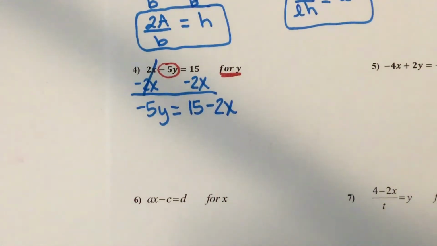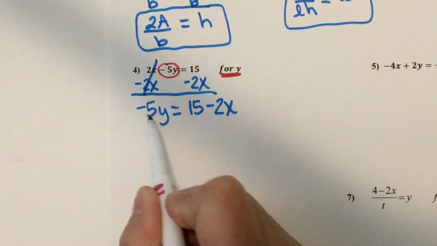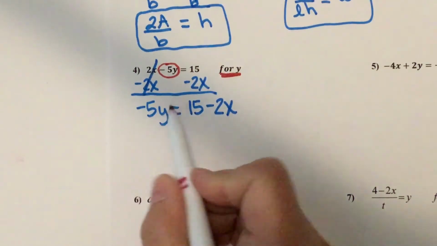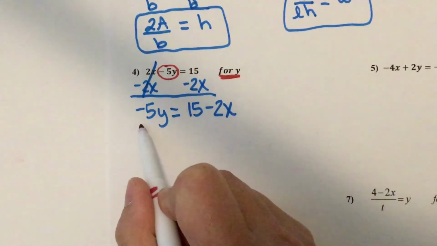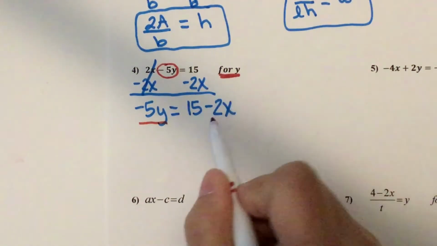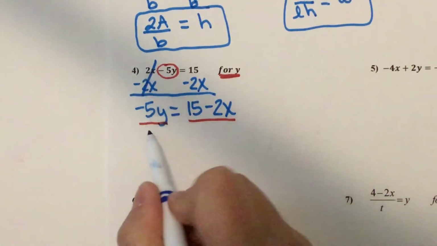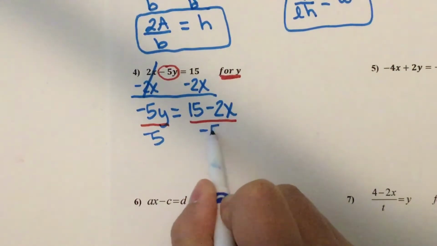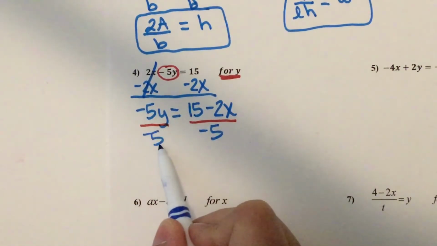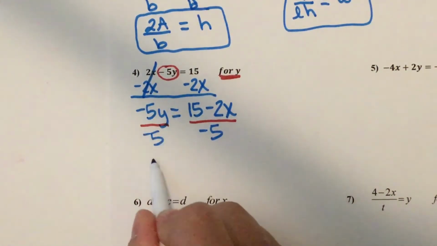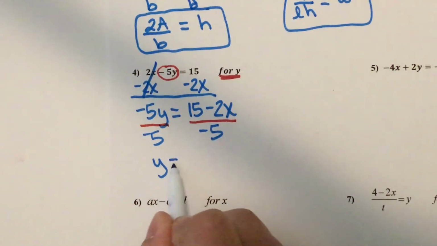Okay, now to get y by itself, I have to get rid of the negative 5. And these are smushed, so they're multiplied. So to undo multiplication, I divide. So I'm going to divide both sides by negative 5. And negative 5 divided by negative 5 is a positive 1. So all I have left is 1y, or y.